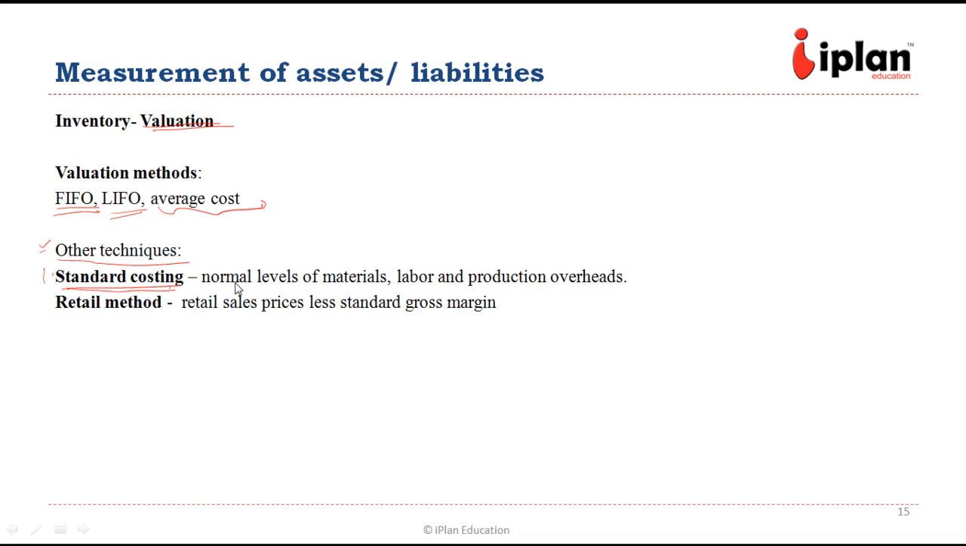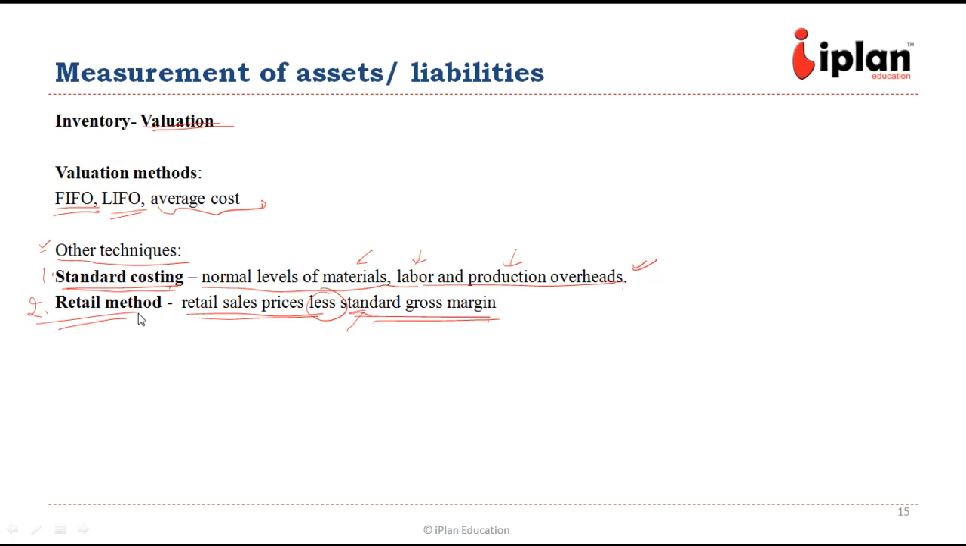There are other techniques for inventory valuation. One of them is standard costing, in which the normal levels of material, labor and production overheads are used. So this is actually based on the cost involved for material, for labor and other overheads. And the second method is from the selling side. It is based on retail sales price minus gross margin. So we have the standard gross margin, we just subtract it from the retail sales price, and we get the value of inventory. So this is the retail method.